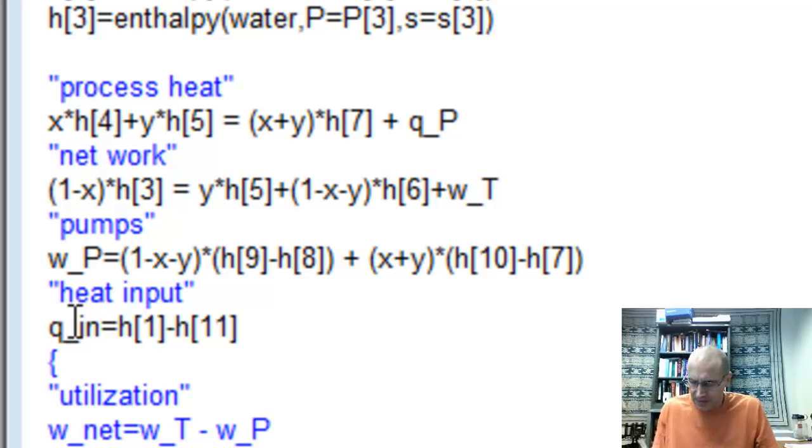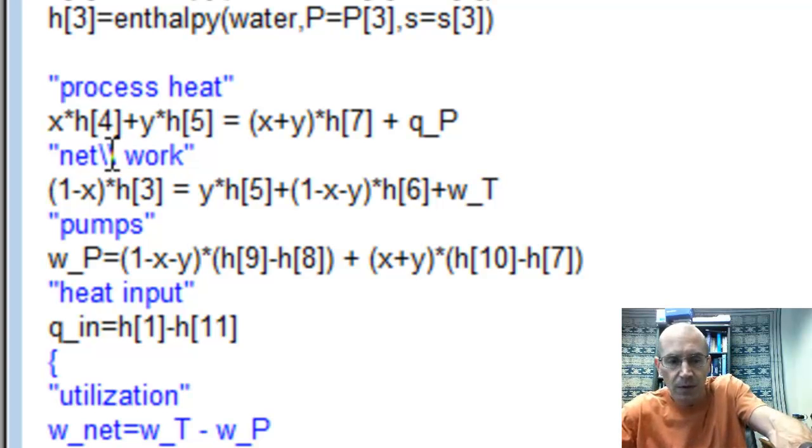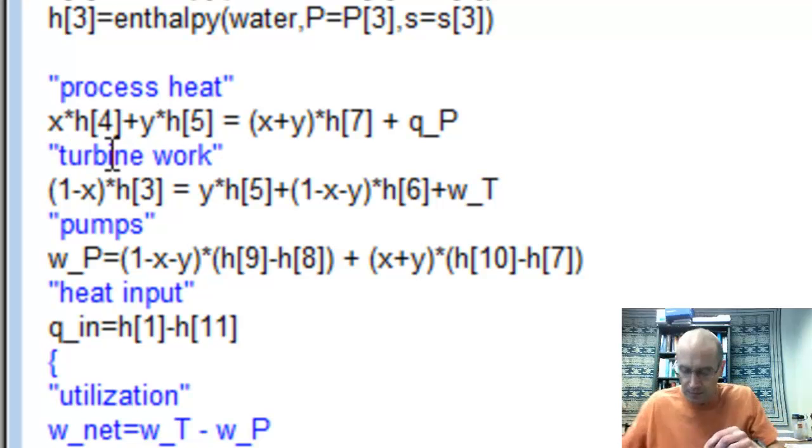Okay, so here's my next set of equations. Process heater, and we looked at this energy balance already. The inlet was H4 and 5, and they're weighted by their mass fractions. And this is the outlet. So I'm doing this all per mass, and then what's coming out is the process heat. We go ahead and look at the network that's coming in. Actually, I shouldn't call that network. That should be called that turbine work. So this is actually turbine work. And so this is my energy balance.